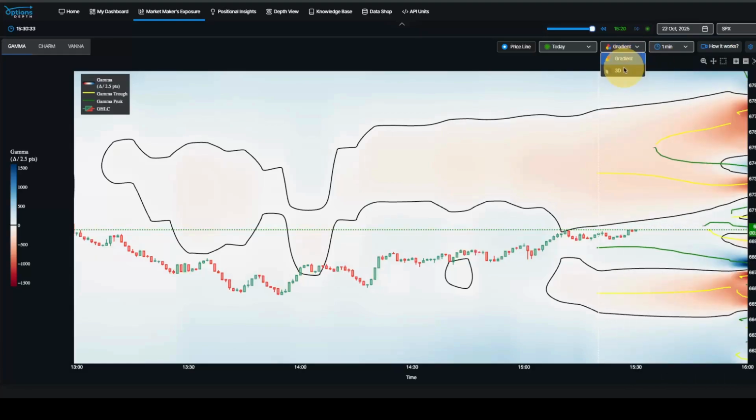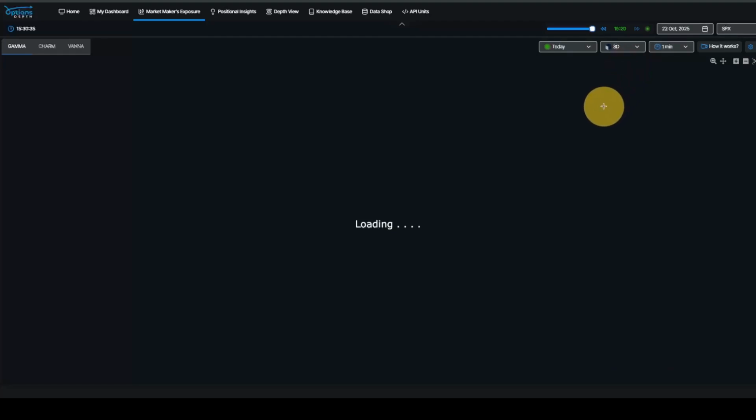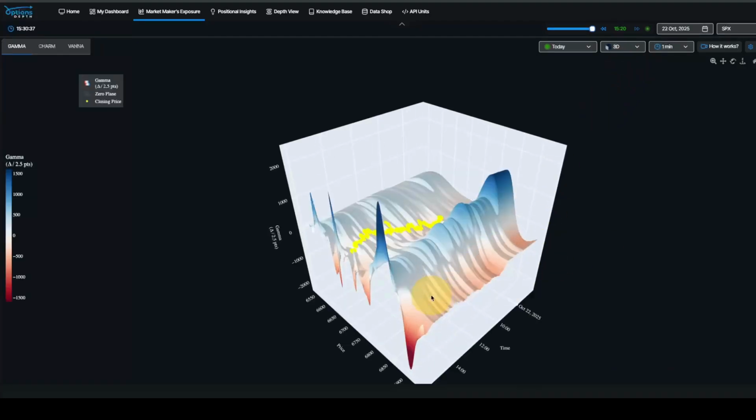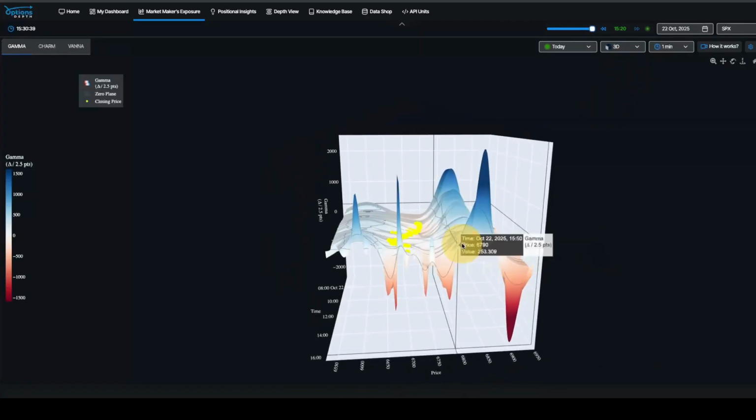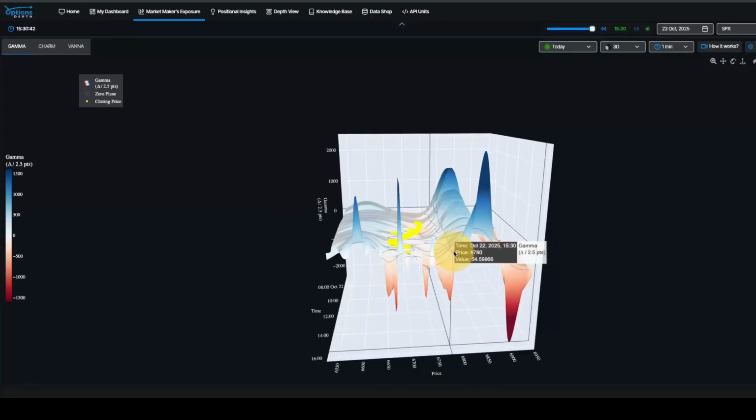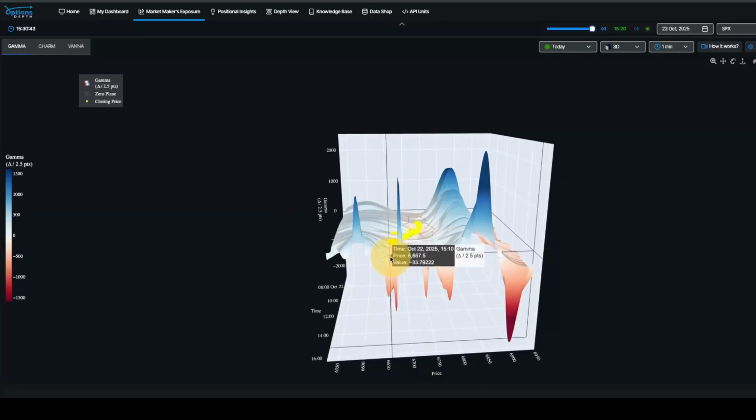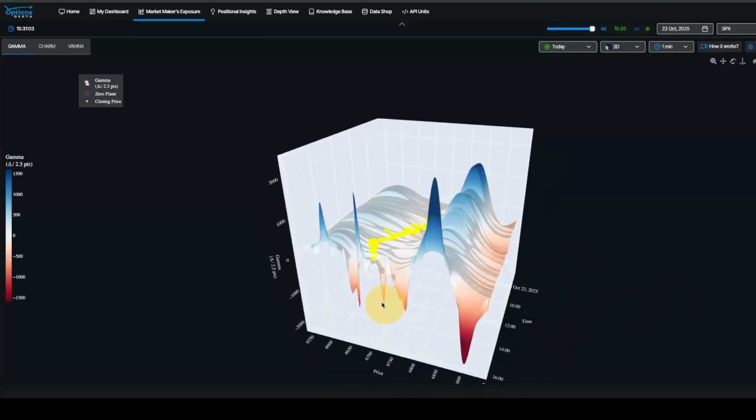You can also switch to a 3D view, which opens up a 3D visualization of the gamma landscape, allowing you to see the slope of the gamma landscape and the depth of different troughs and gamma peaks. You can click and drag to tilt this view on any axis as you want.